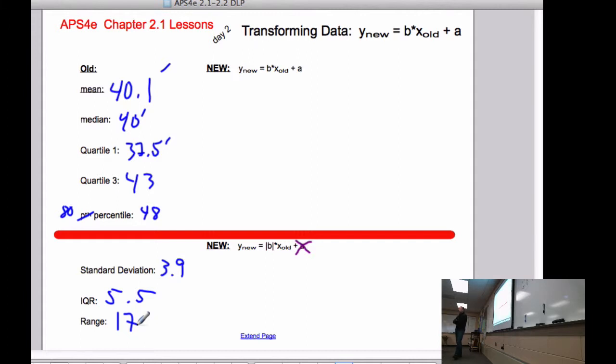Suggestions. How can we convert this? If I have something in feet, and I want to know how many inches it is, just multiply by 12. Right? If I was going the other way, if I was in inches and I want to convert it to feet, I would multiply by 1/12, or divide by 12. It's the same thing. So here's my equation. y new is equal to 12 times the old plus a.